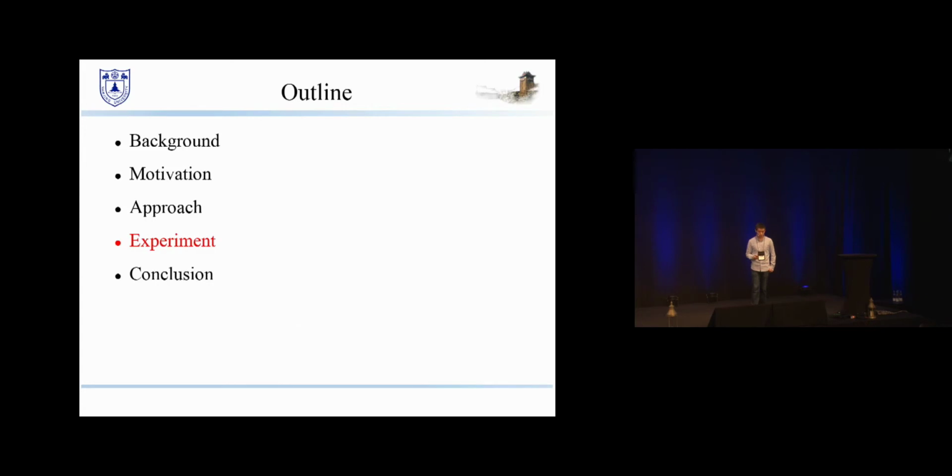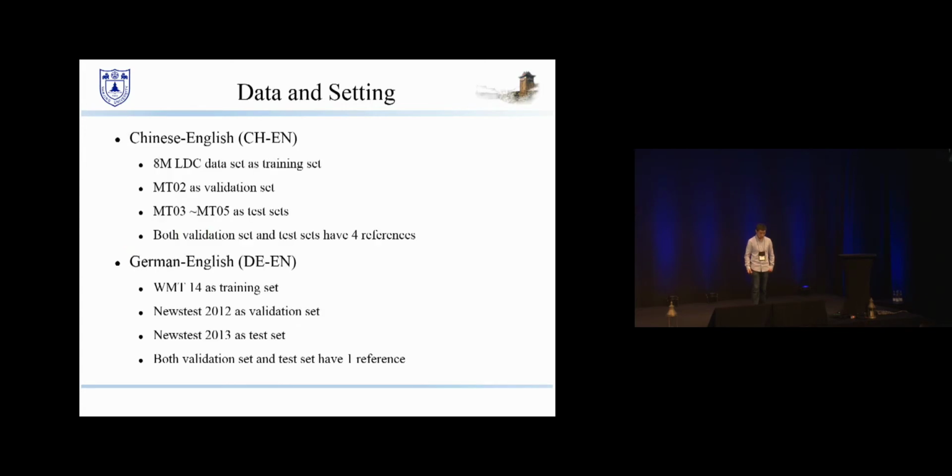Here are the experiments. We perform experiments on the Chinese to English and the German to English machine translation tasks. We use the NIST corpus in Chinese to English experiments, and it includes about 8 million sentence pairs as the training set. We use MT02 as the validation set and MT03, MT04 as test sets, and each sentence in the test set has 4 references.